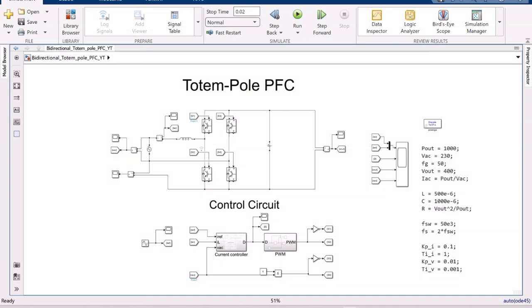Now I'll just shortly explain why these switches with the voltage and not the current or anything else. So this is a follow-up on my last video about how you make a bidirectional totem-pole PFC. So that gives kind of an introduction to this video.